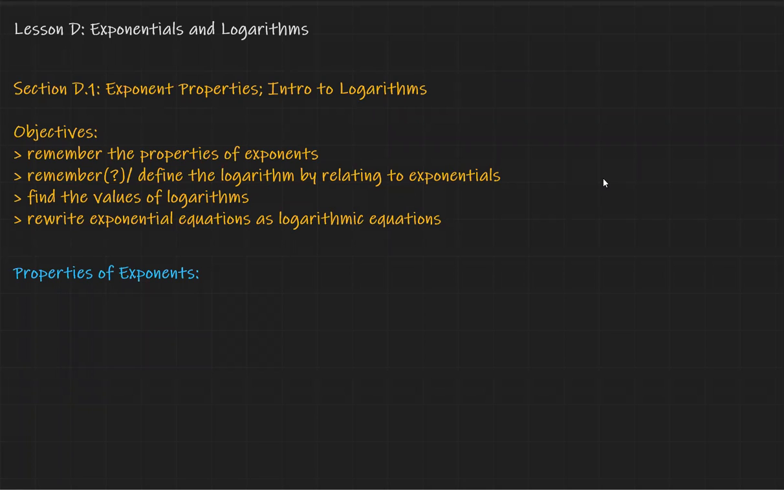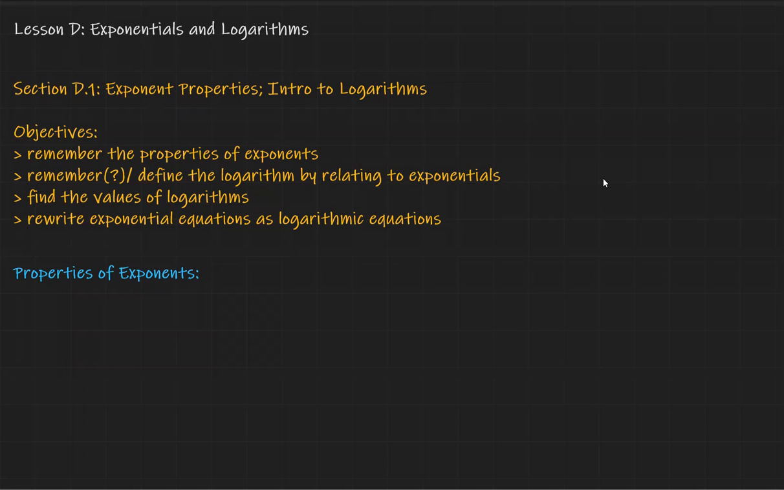Let's go ahead and talk about lesson D. We're going to look at some exponentials and logarithms. And then in D.1, what we're going to cover right now is we're going to do some exponent properties and we're going to introduce you to logarithms or reintroduce you, okay? So our objectives are to remember the properties of exponents. We're going to kind of run through those really quickly before we get into what we're going to talk about.